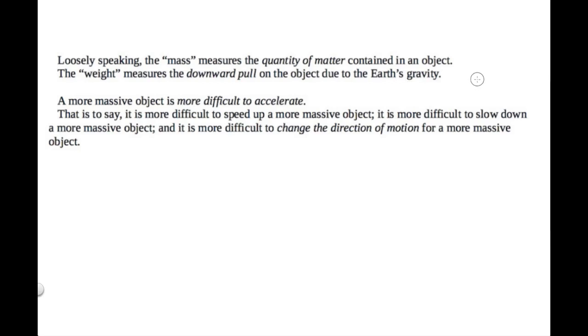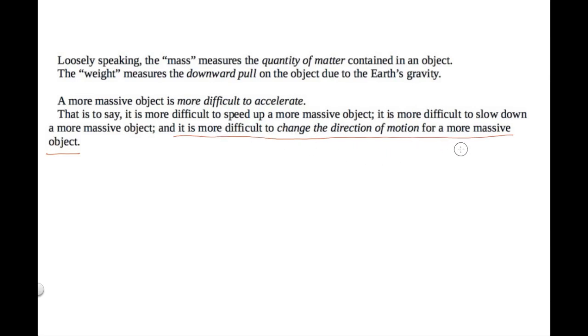In video 4 of my previous video series on basic Newton's second law problems, I discussed the meaning of the concept of mass. In that video, we learned that a more massive object is more difficult to accelerate. That is to say, it's more difficult to speed up a more massive object, it's more difficult to slow down a more massive object, and it's more difficult to change the direction of motion for a more massive object. This is the part that's especially interesting for circular motion problems.